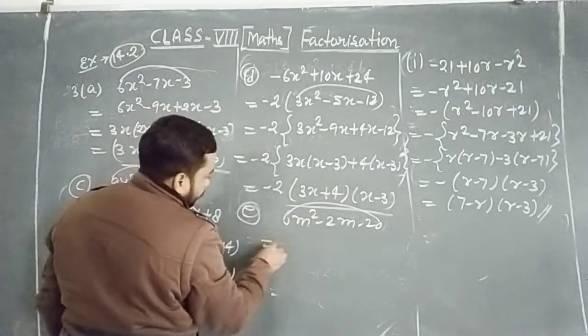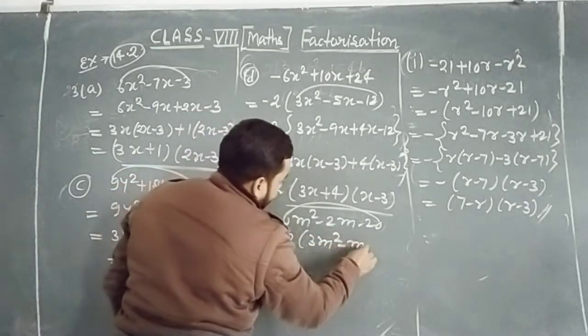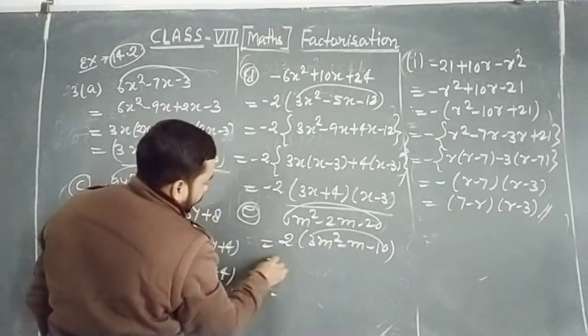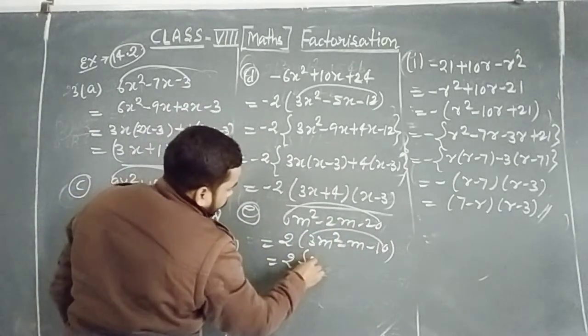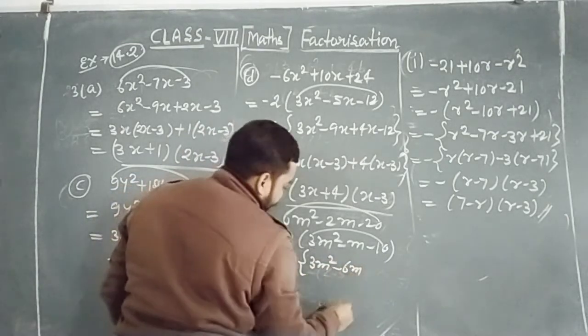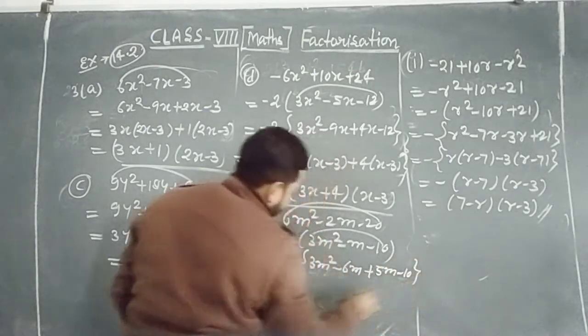Taking 2 common. So 3m square minus m minus 10. Then 10 times 3 is 30, 6 times 5 is 30. So 2, 3m square minus 6m plus 5m minus 10.